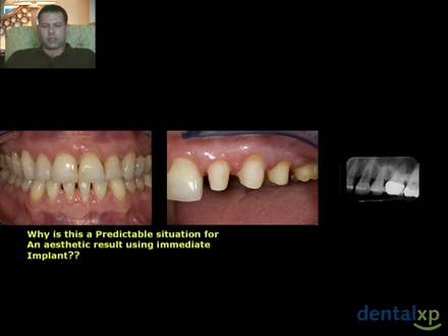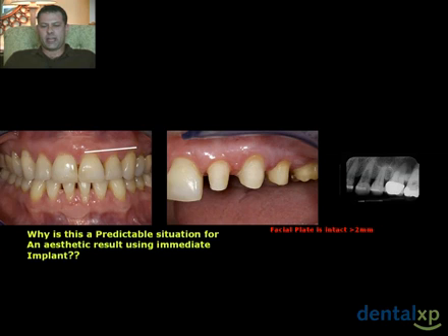So why is this a predictable situation for an aesthetic result using an immediate implant? Well, you'll notice that if you look at the soft tissue, the canine is actually in a perfect position relative to the soft tissue levels. Now, if you look at the adjacent teeth, you can see that they too are in perfect position. And we know that if we extract the tooth, we're going to get some resorption of the bone and the soft tissue. So why is this a good situation?